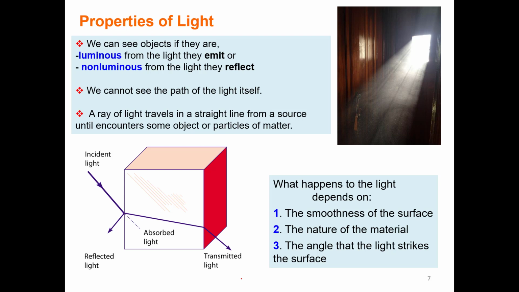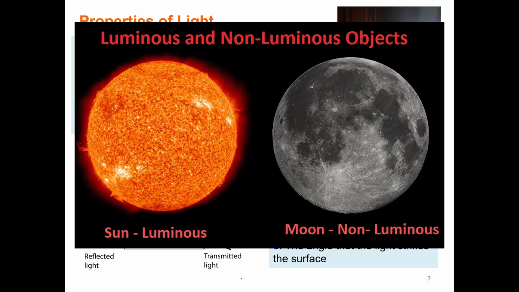Now we want to discuss some properties of light and describe some phenomena associated with light. We already said there are two different kinds of objects. One is luminous, which emits light, and the other is non-luminous, which reflects light. A typical example is that the sun is luminous and the moon is non-luminous.